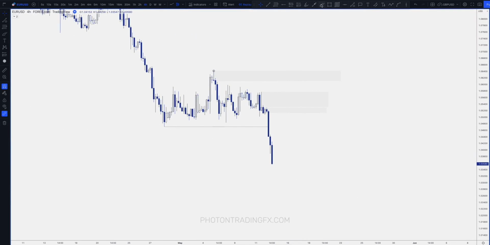So from a 4-hour perspective, we've had that break of structure. So what do we expect after a 4-hour swing break of structure? We expect a swing pullback. And typically what we would look for is that 4-hour CHOC to give us that first signal that we may be pulling back, right? Okay, cool.